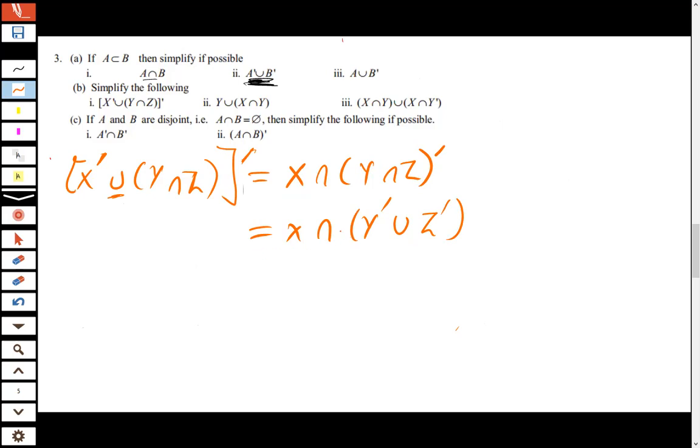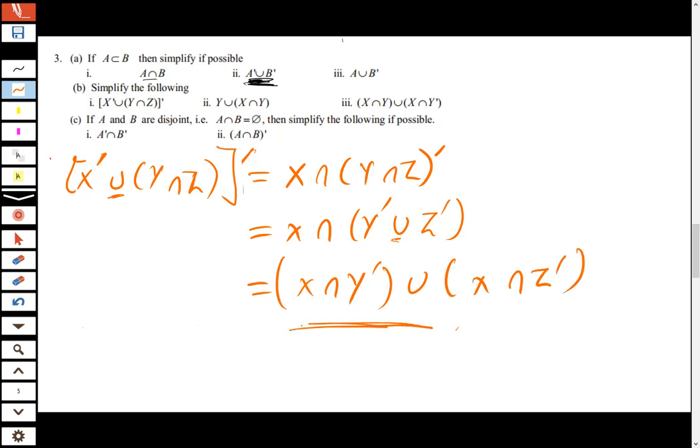Or if you want, you can distribute, you can use the distributive law. You say X intersection Y complement in brackets, and then you say union, then X intersection Z complement. Yeah, you can't simplify it further than this. This is how you simplify it. Okay. So let us also do the second one. So let me just demarcate here.